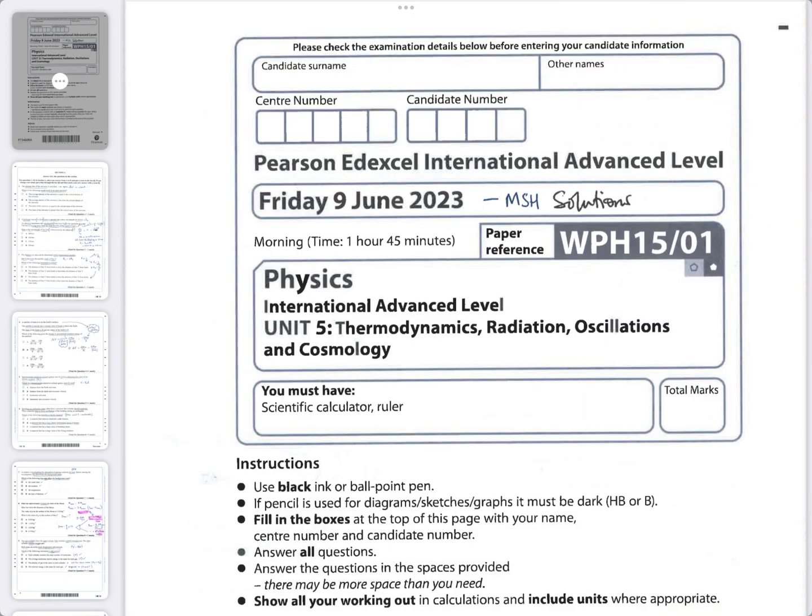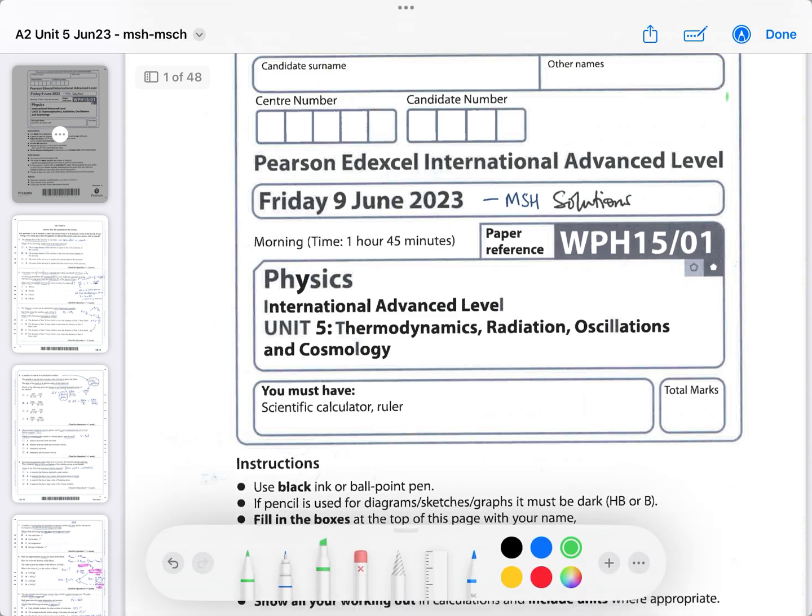Okay, I'm going to go through the next part of this run through. So this is for the June 23 exam for the Pearson Edexcel International Physics Unit 5. Okay, so this was the first year where the grade boundaries were suddenly increased in the international A level.